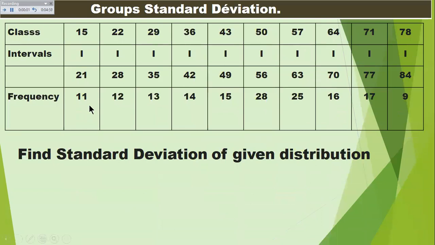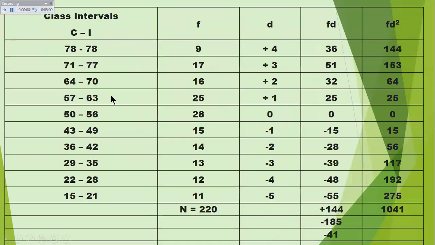See here, the class interval is 15 to 21, having frequency 11. 22 to 28, having frequency 12. So friends, always write the lowest group at the basement of the chart. The lowest group must be written at the basement.